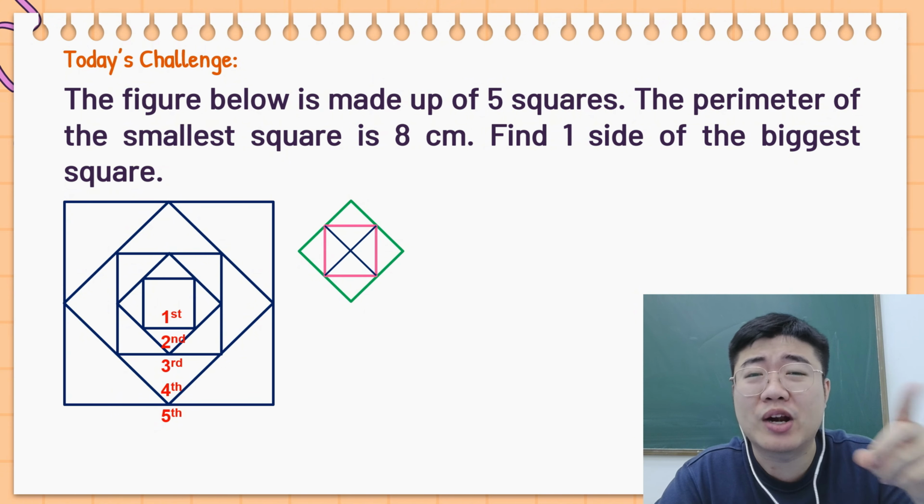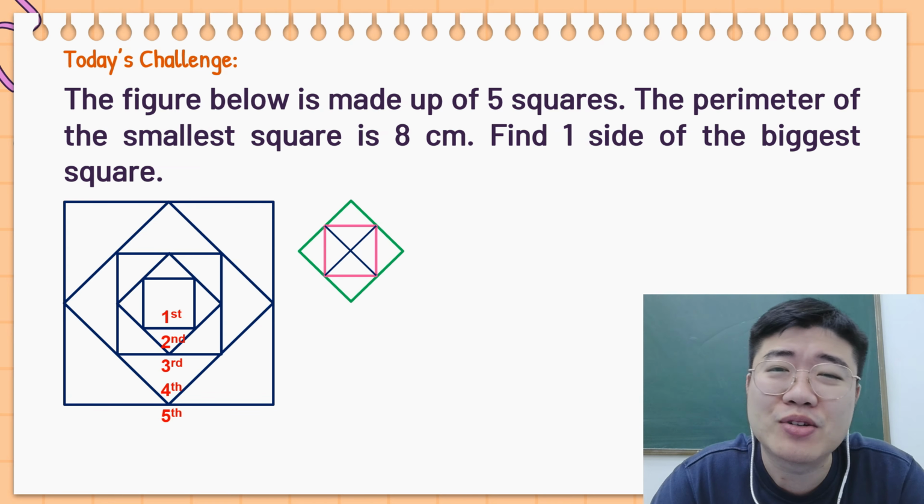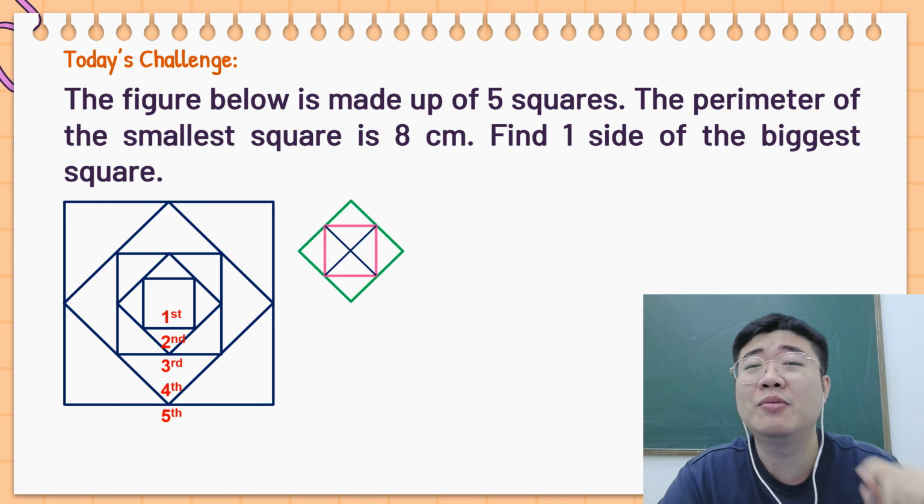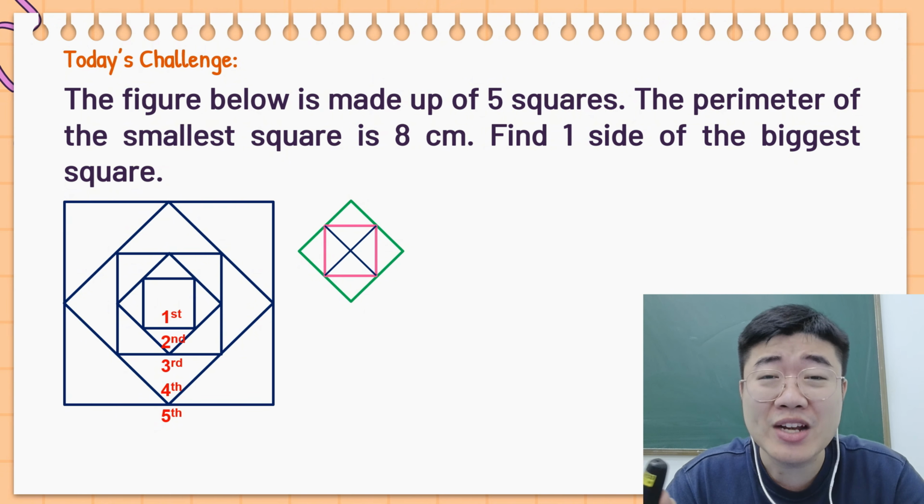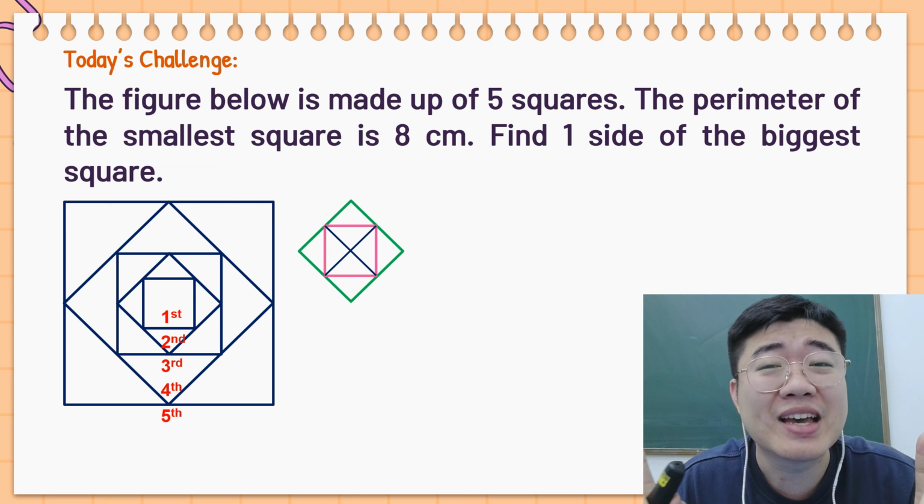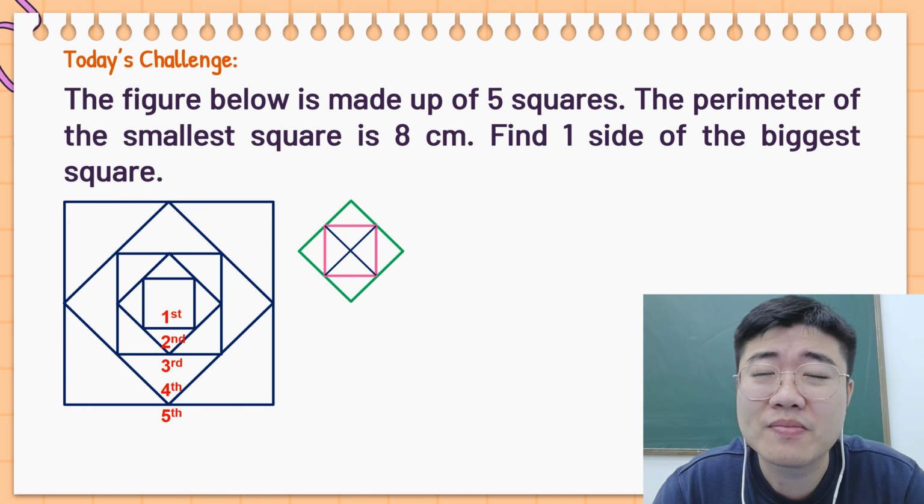Now the first square contains how many small triangles? Very good. This contains 4 small triangles. How about the second square? How many triangles does it contain? We notice this is 8 triangles. So 8 triangles, 4 triangles. We can see that the second square is 2 times the first square.